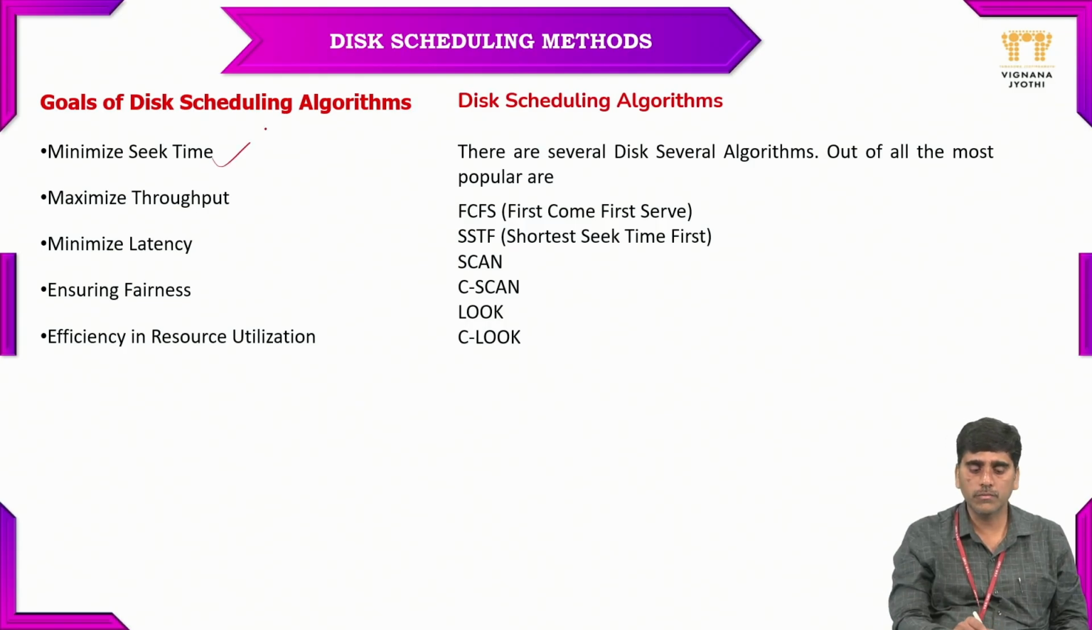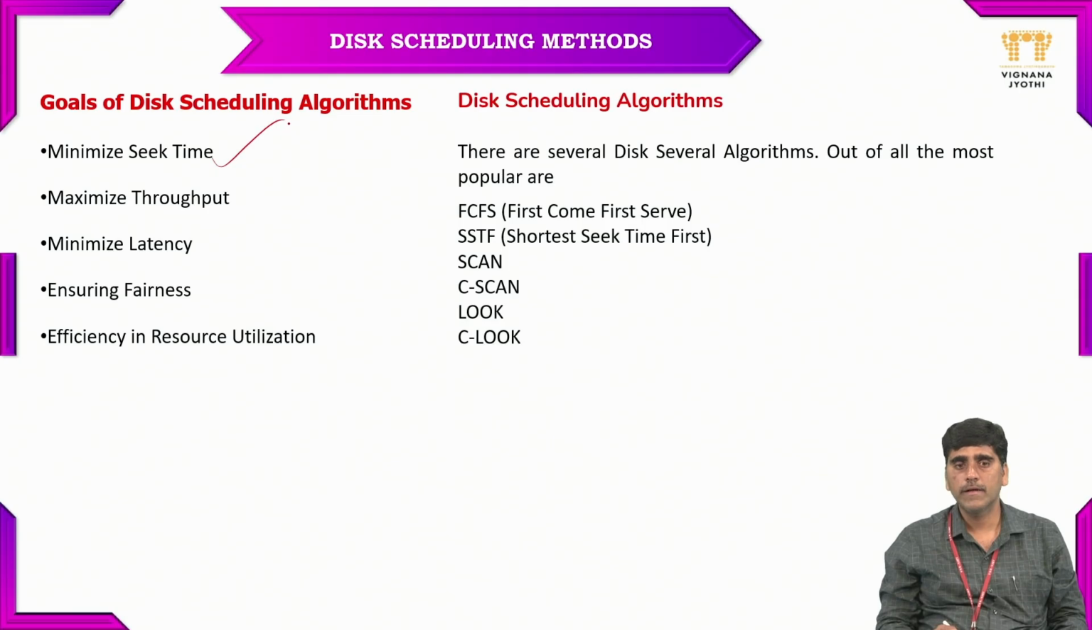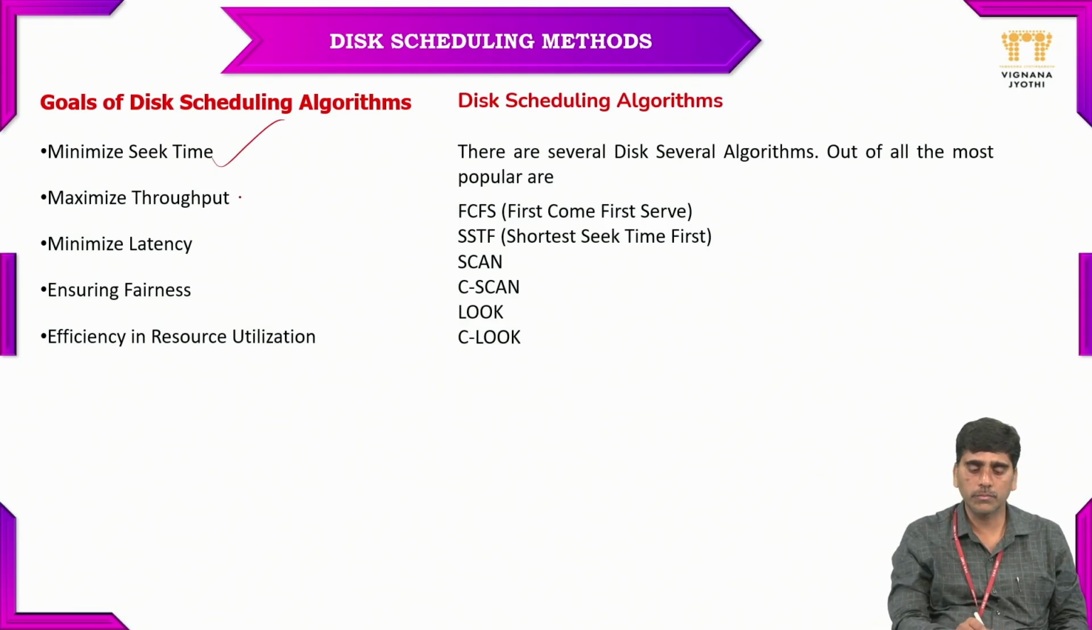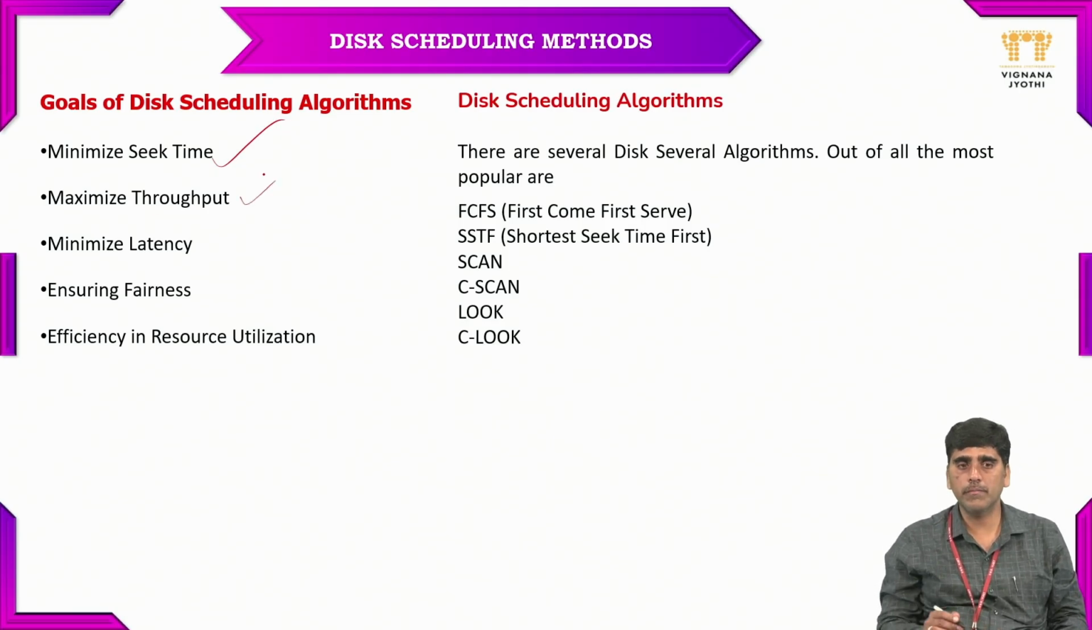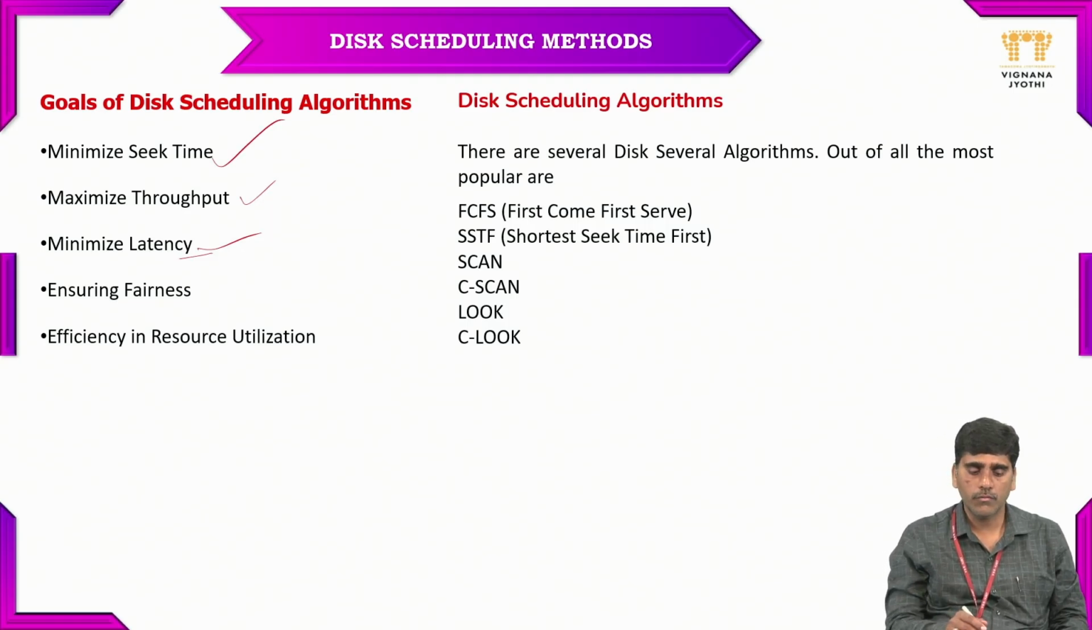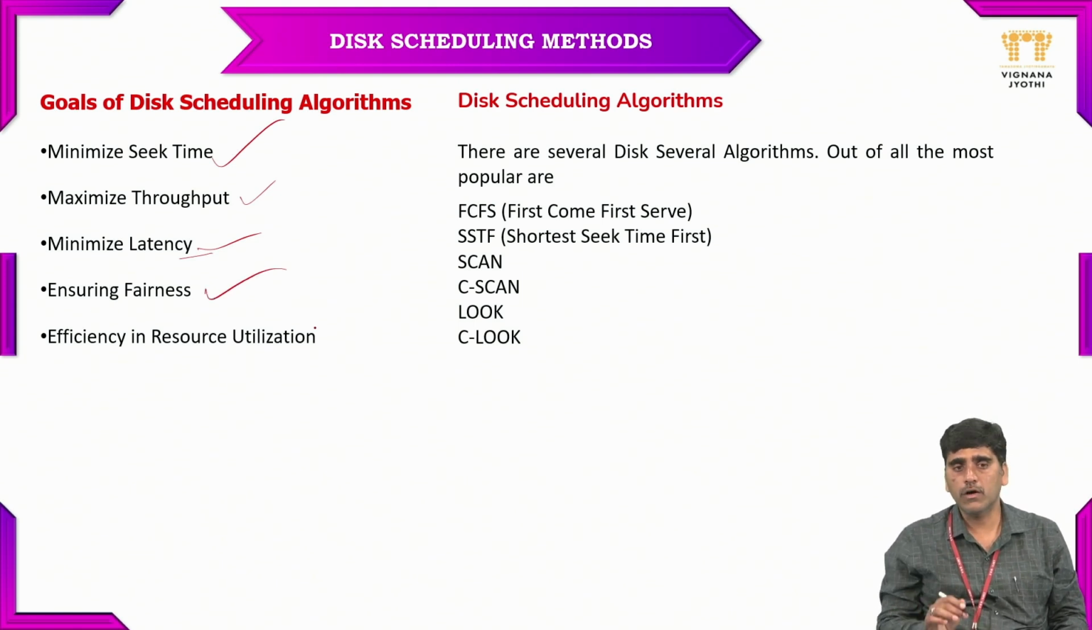The main thing is to minimize the seek time and maximize the throughput. By minimizing the seek time, automatically we can say that we are maximizing the throughput. Then, minimize the latency: how much time it takes for loading, reading, and writing. And ensuring fairness: it identifies the particular disk and ensures that each and every disk will be loaded to perform the read and write operations. That means fairness is ensured.